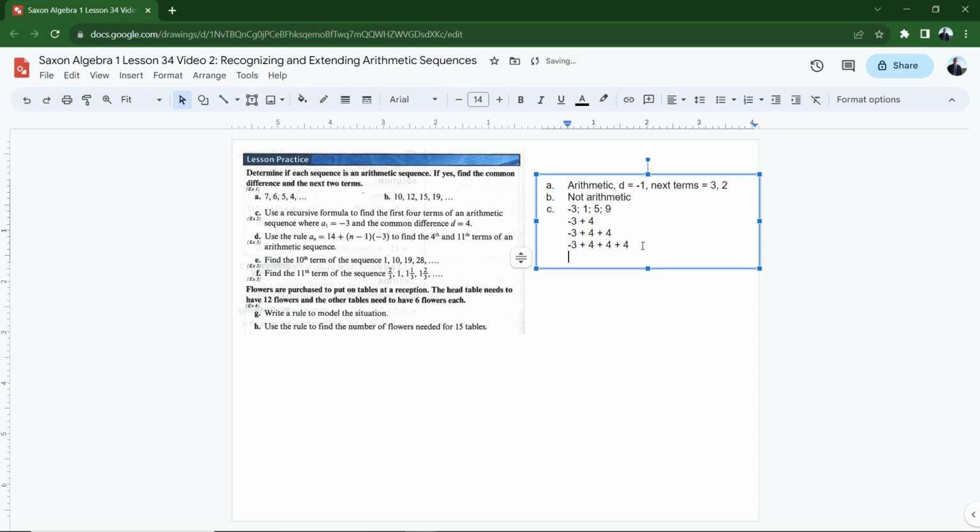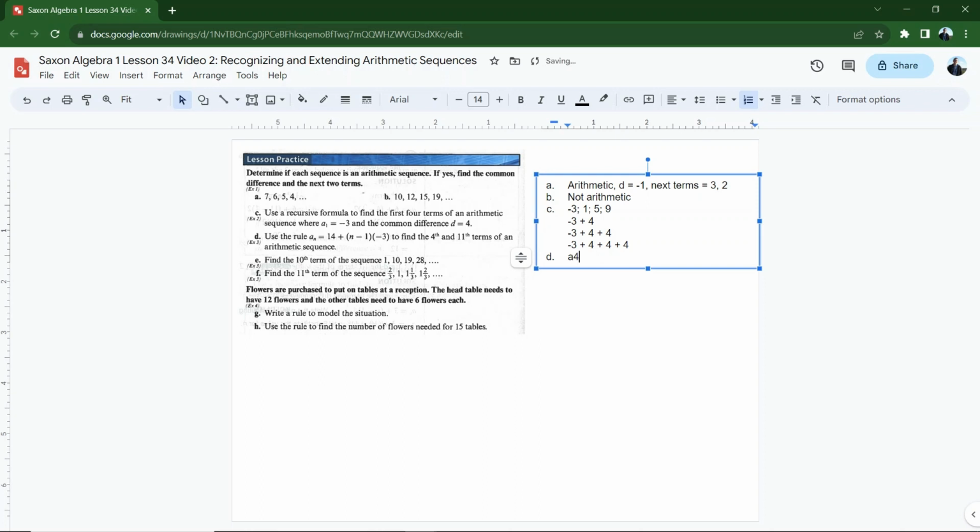All right, let's do letter D. Use the rule A sub n equals 14 plus n minus 1 times negative 3. Now remember, this actually is the formula for the nth term in an arithmetic sequence. 14 must be A1, and then the common difference is negative 3. Okay, so it says I'm going to use this formula to find the fourth and 11th terms. Well, for the fourth term, I'm going to plug in 4 for n.